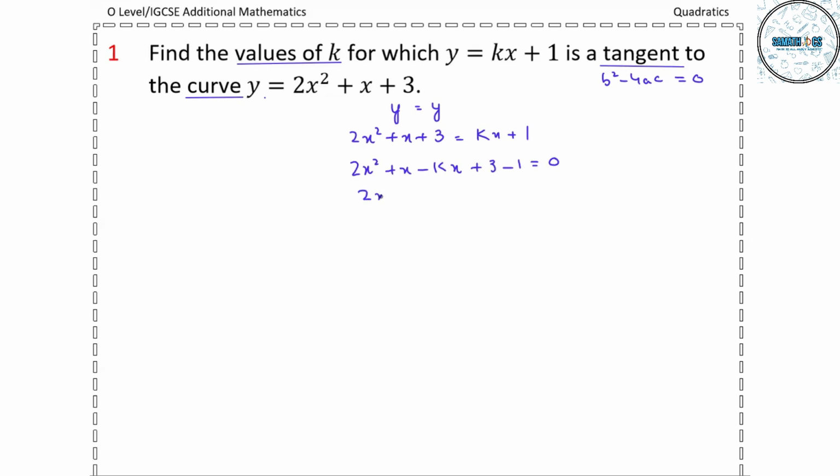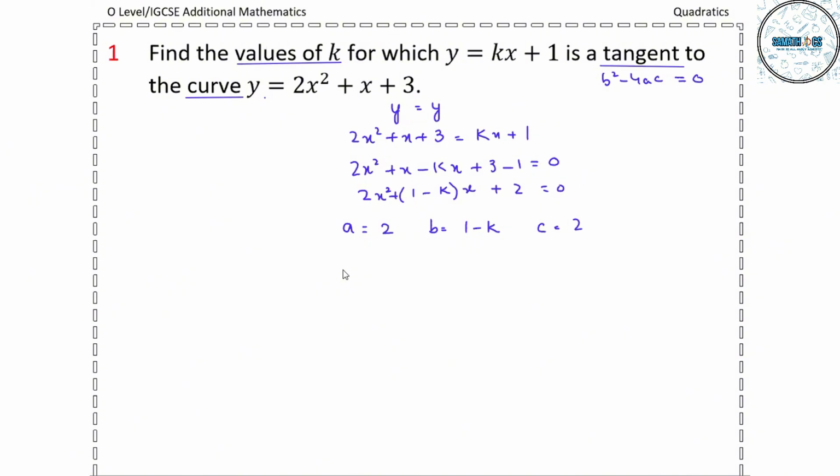Then we have 2x squared. From here we can take x as common, so the coefficient of x is 1 minus k, plus 2 is equal to 0. Now we will write down the values of a, b and c. So a is 2 here, b is 1 minus k and c is 2.